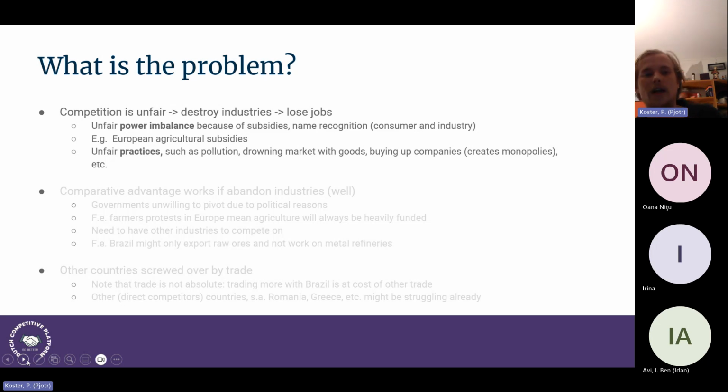Another thing is that they might have unfair practices. So this is something that oftentimes comes up when you have trade deals between developing nations and developed nations, where you can say, well, in developing nations you have maybe easier laws for pollution, or they are able to exploit labor laws, and therefore it's actually unfair because they're able to make the goods in worse conditions for cheaper, and therefore it's really hard for us to compete with them.